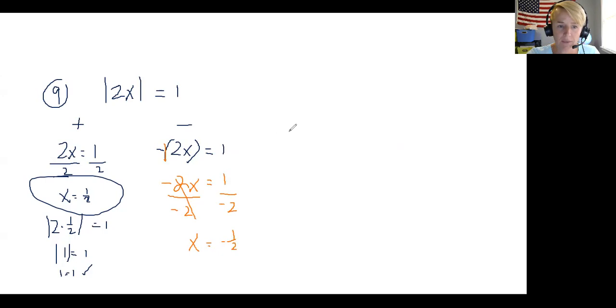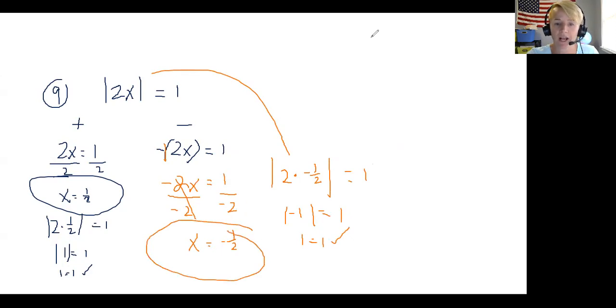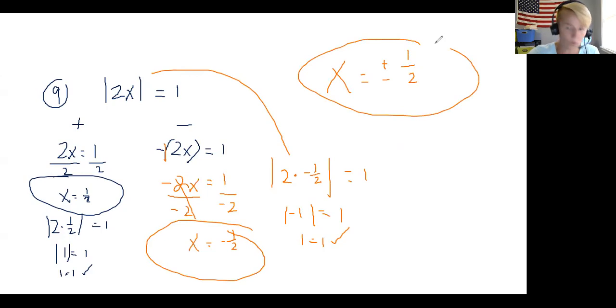So I could check it by putting it back into my original equation. So I'm going to say 2 times a negative 1/2. Put my absolute value around that. Equals 1. Now 2 times a half is 1, and a negative and a positive is a negative. I put my absolute value sign around it, which is 1 equals 1. So my answers are x equals 1/2 and x equals a negative 1/2. If you want to write it fancy, you could put it like this. We can do this only when the numbers are exactly the same. This says positive or negative 1/2, and this is number 9.